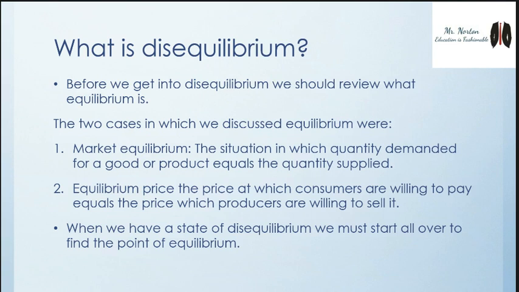The two cases in which we discussed equilibrium were market equilibrium, the situation in which quantity demanded for a good or product equals the quantity supplied, and equilibrium price, which is the price at which consumers are willing to pay equals the price at which producers are willing to sell it. That's having a state of equilibrium, but when we have a state of disequilibrium, we have to start all over again and find the point of equilibrium.